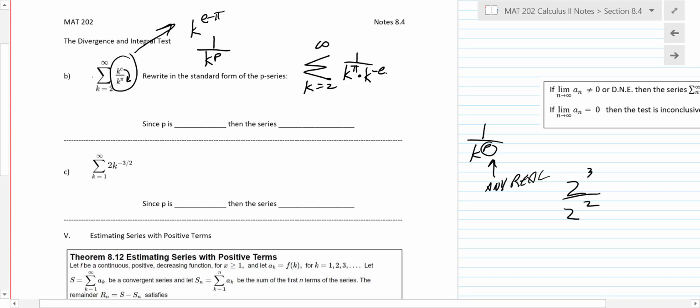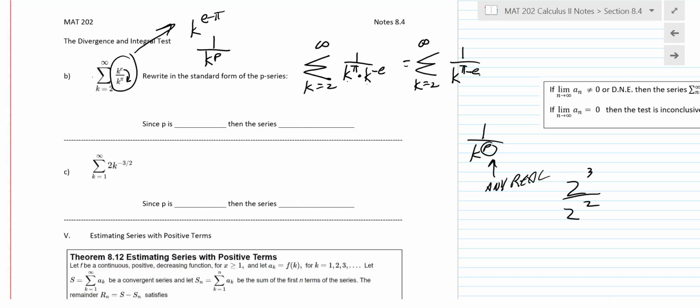Okay, why am I doing that? Because I want it to say 1 over k to a power. That's why I'm doing that. So now what? Well, I can add those exponents, because if the bases are the same, you can add. So that would be the series k equals 2 to infinity of 1 over k to the pi plus negative e, or pi minus e. All right, does everybody see where I'm going with this and why I'm doing what I'm doing? You want it to look like that.